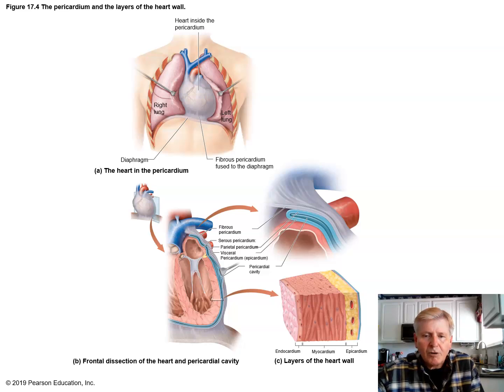Your pericardial membranes are actually very thin, simple squamous epithelium, and they secrete a fluid called serous fluid, and that fluid lubricates the cavity between those two membranes called the pericardial cavity. Okay, and what that does is reduce friction. It reduces the heat that's generated by the friction created by this pumping action of the heart.